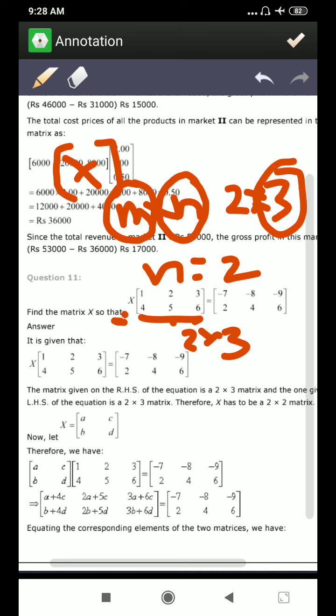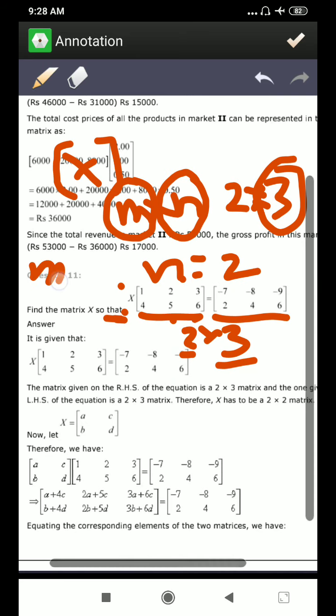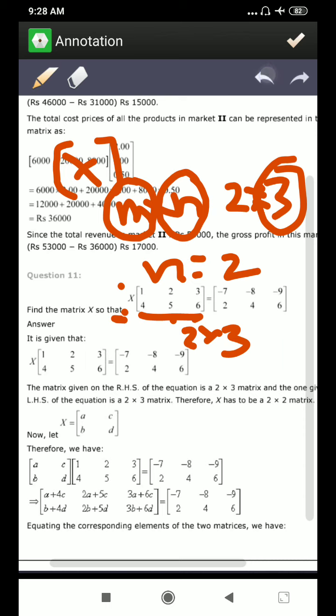When we take the product of this and this, it will have order M into 3. But what is the order of this? That is 2 into 3. It means M is also equal to 2. I will explain it again. See it carefully.